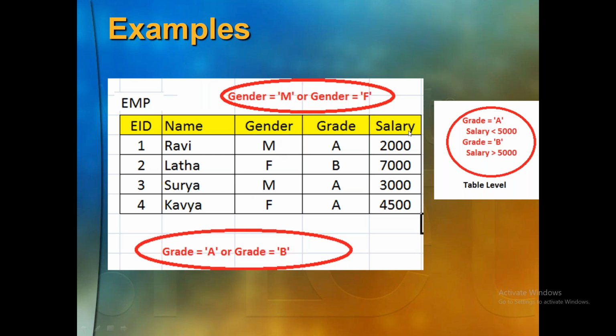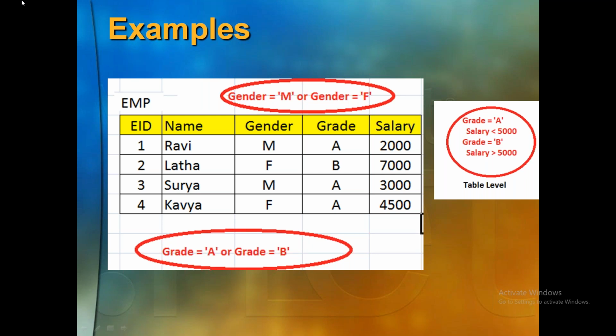Salary should be greater than zero. If the grade equals A, salary is less than 5,000. If the grade equals B, salary is greater than 5,000. This kind of validation is to be given at the table level. So all these things can be implemented with the help of check constraint. Simple expressions: salary greater than zero, grade can be either A or B, gender can be either male or female. So these are the things if you wanted to implement.